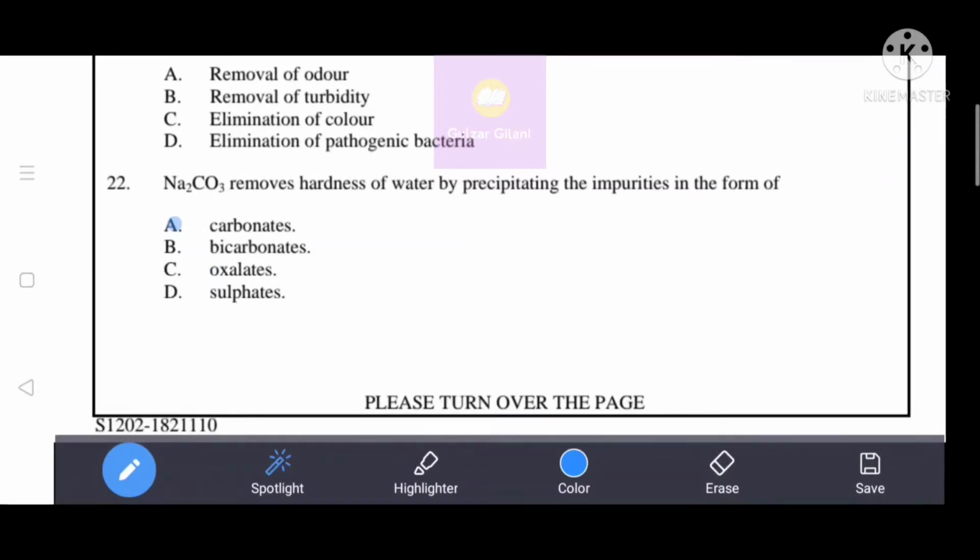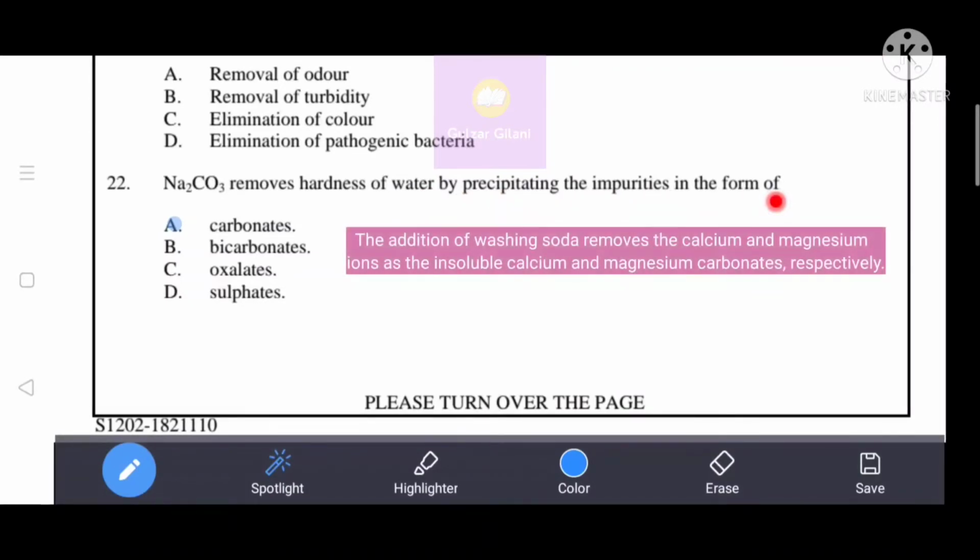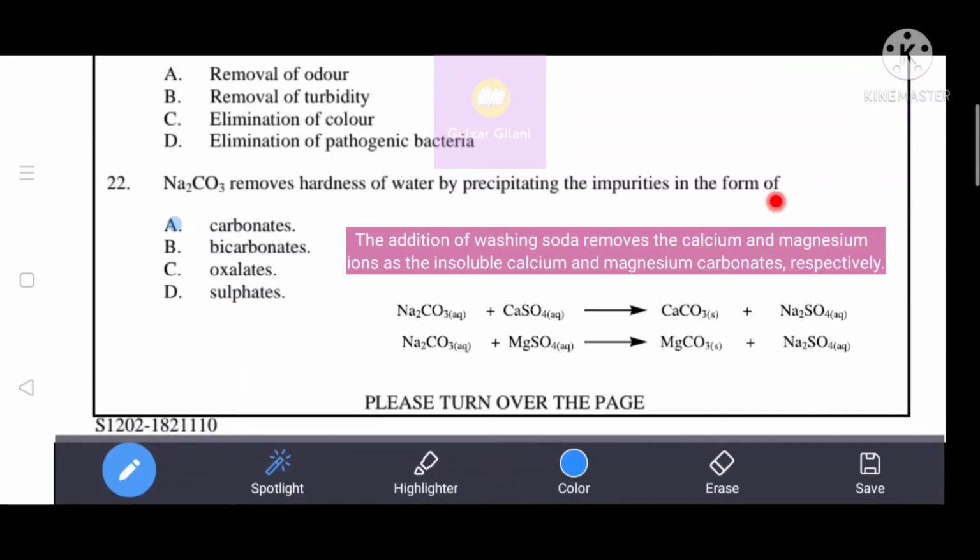Next question, sodium carbonate, that is Na2CO3, removes hardness of water by precipitating the impurities in the form of, as you know, the addition of washing soda, that is sodium carbonate, removes the calcium and magnesium ions in hard water as the insoluble calcium and magnesium carbonates respectively. That's why option A, carbonates, is the correct answer.